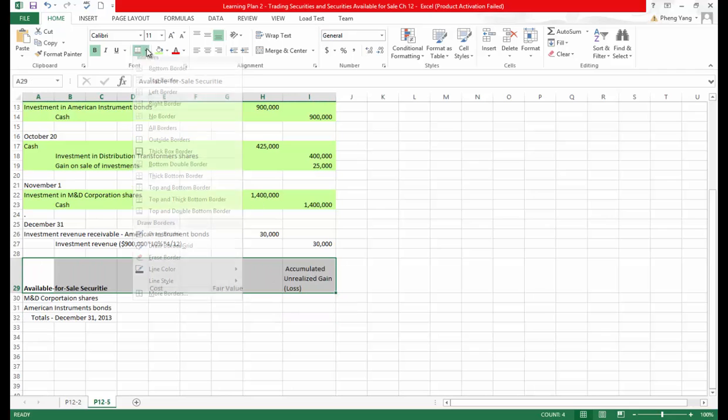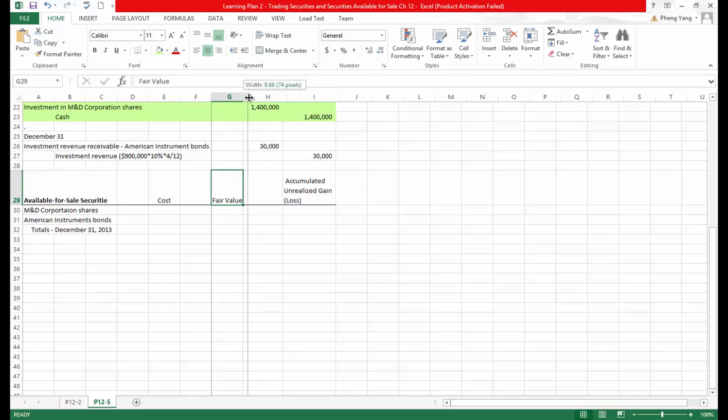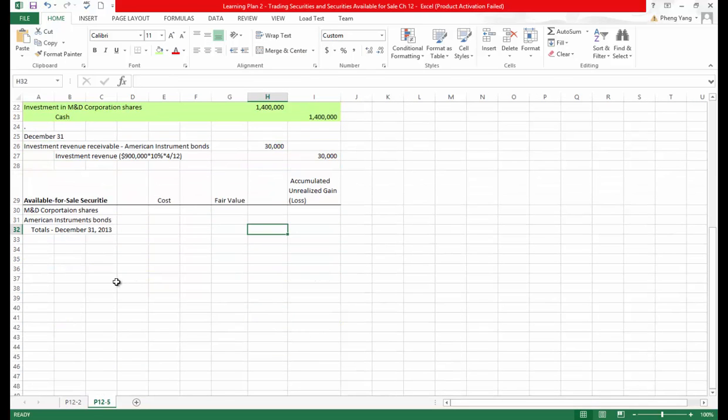so here's our table. Okay, so we got our cost, we got our fair value. Just make this a little bigger. There we go. Okay, everything still looks good. Let's just save it. Okay, so the cost of the M&D Corporation shares was 1.4 million. Okay, and the cost of the American Instruments bonds is 900,000.